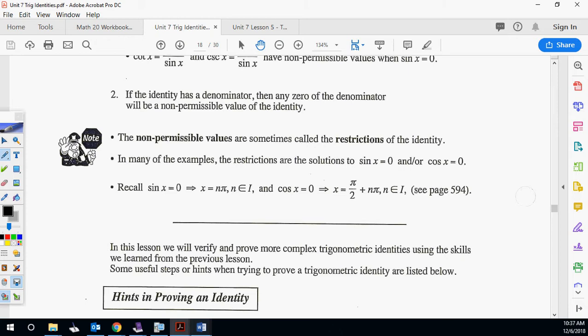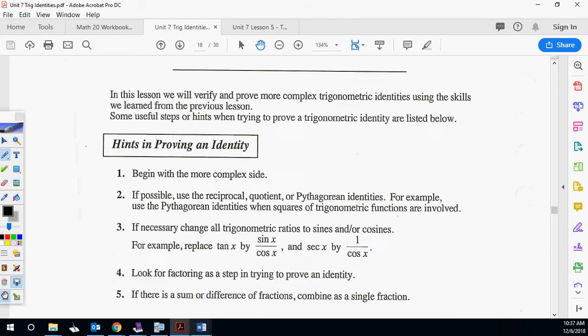Okay. Recall sine of x is 0 at n pi. Cosine of x is 0 at pi over 2 plus n pi. All right. Let's get to some stuff here.